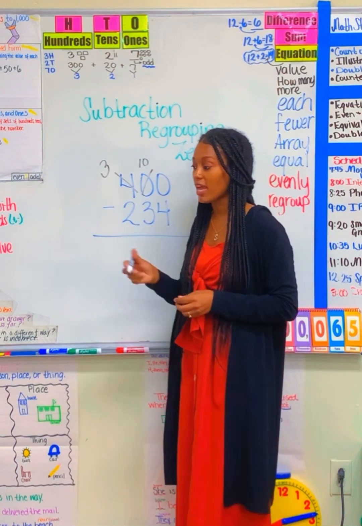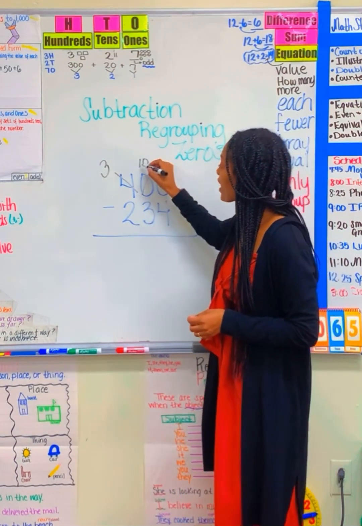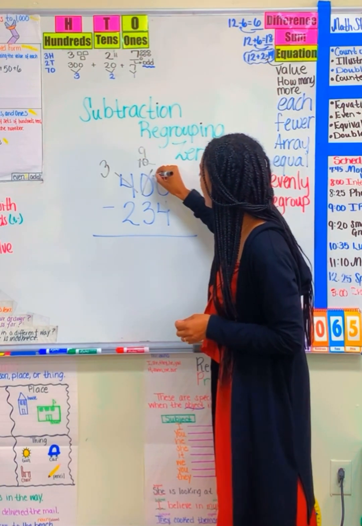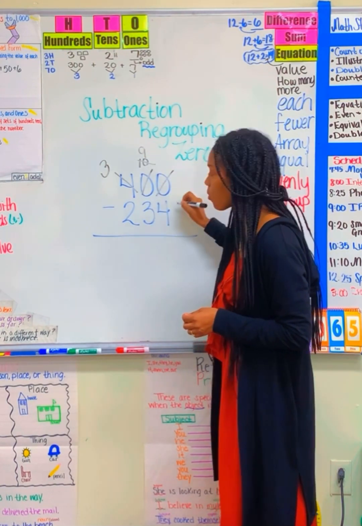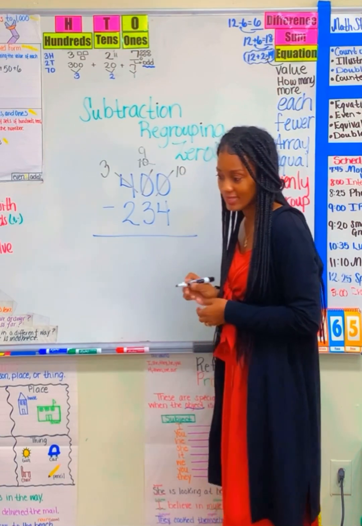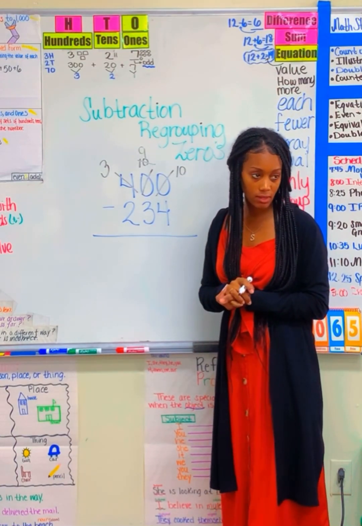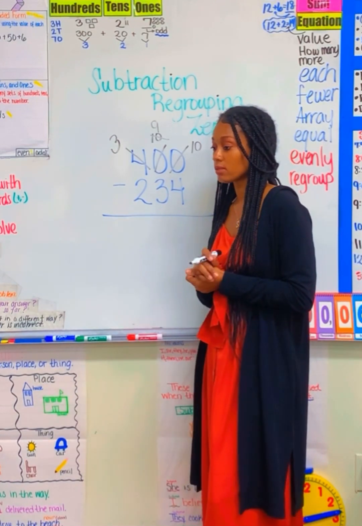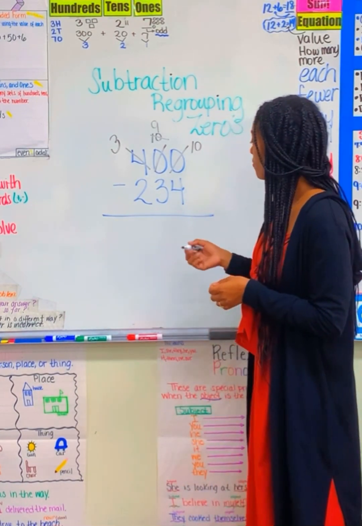Now we're going to change it just a little bit. So now we're going to take 1 from the 10, make this a 9, and we're going to give it to the ones place and make this a 10. Do you see that? Yes. Good. What is the next thing that I do? Yes. You take away 4 from 10.